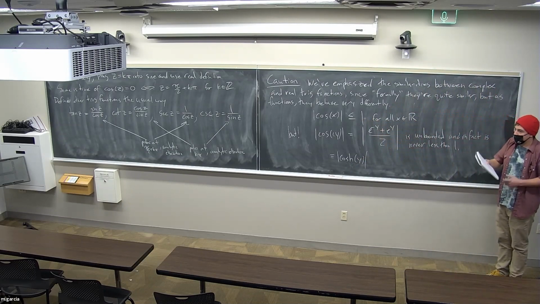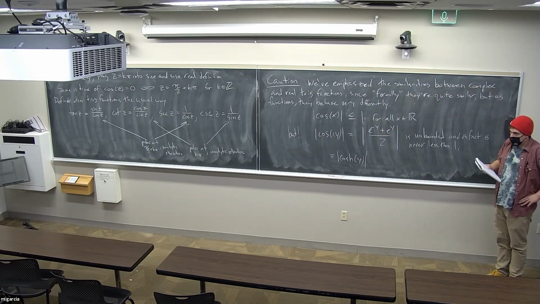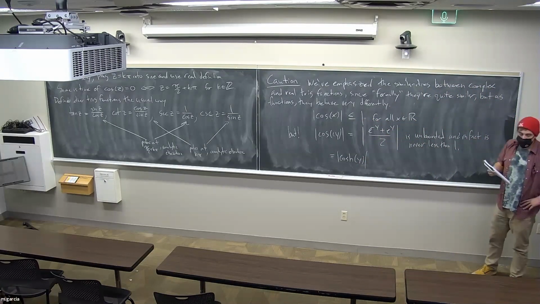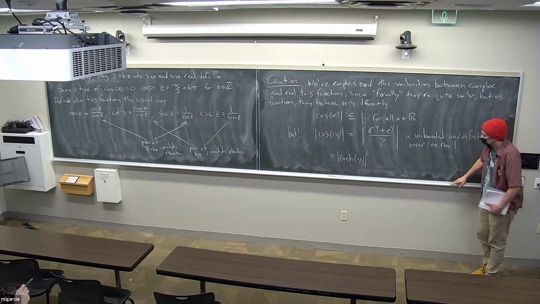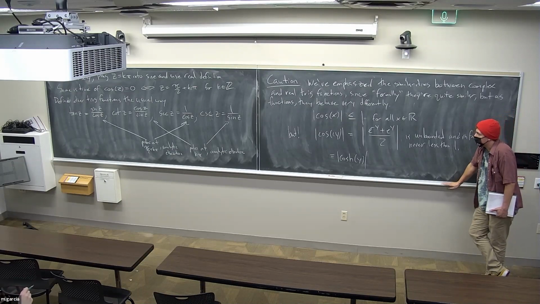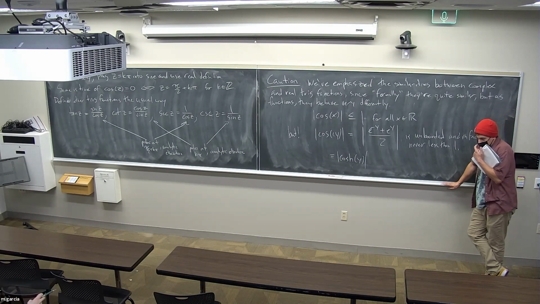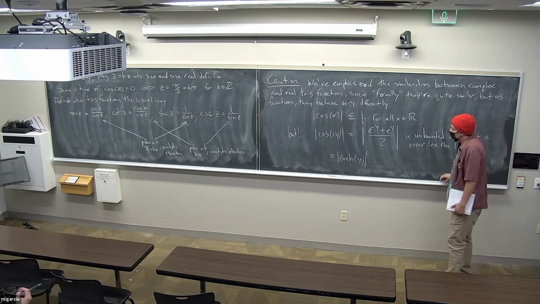Oh, just a quick question. For the modulus of cosine iy, we could just do like from Calc 1: differentiate e to the negative y plus e to the y over 2, set it equal to 0 and find the critical values, and then find out that it's never less than 1. Do that, because it minimizes at 1.